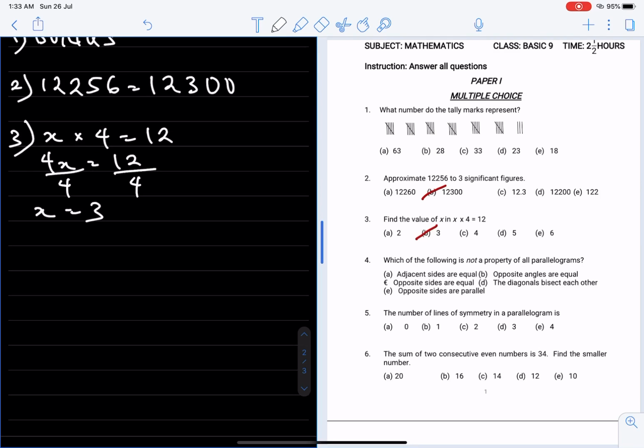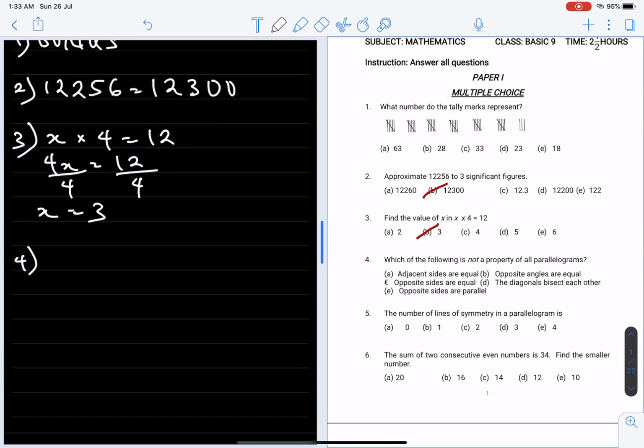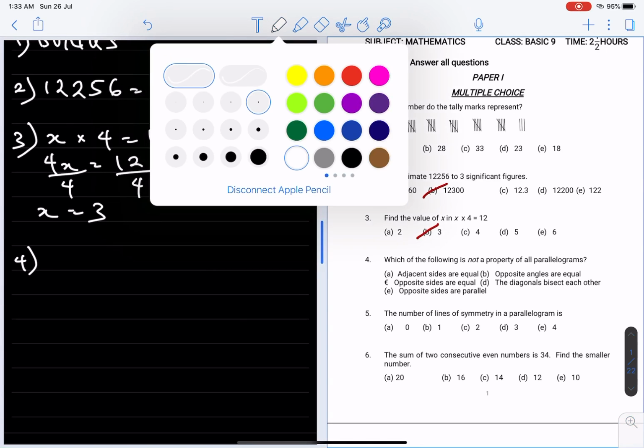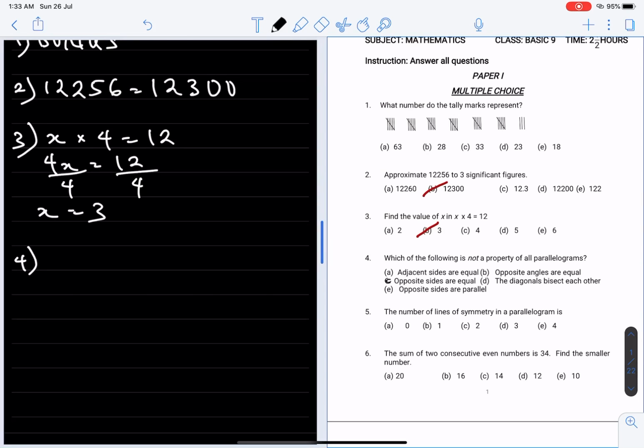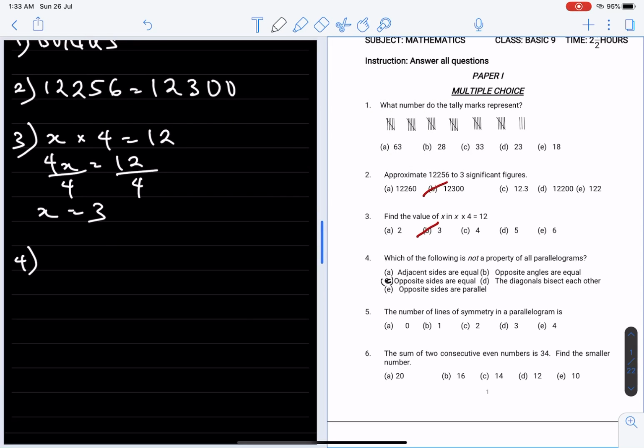Which is question 4. Number 4 says, which of the following is not a property of all parallelograms? Adjacent sides are equal. Opposite angles are equal. Opposite sides are equal. I think I need to rewrite that. This is supposed to be option C. So that opposite sides are equal. Diagonals bisect each other, and opposite sides are parallel. Adjacent sides are equal. Adjacent sides are not equal.